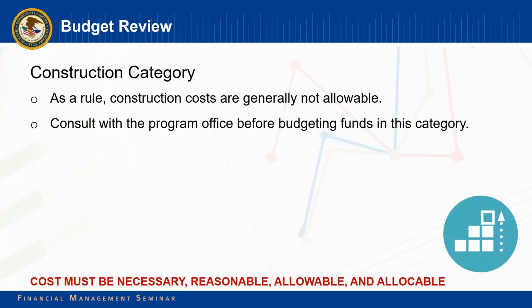The construction category. Now, construction costs are generally unallowable. However, minor repairs and renovations may be allowed. Now, for the CTAS program, if you're applying for funding for purpose area number 4, then you are allowed to incur costs in the construction category. You want to make sure that you read the solicitation to see what is allowable for this particular category.